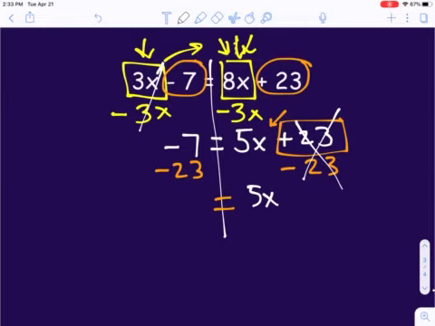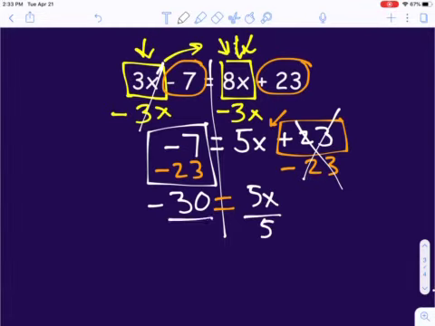And then you have negative 7 plus negative 23. Now remember, when you have two numbers and they have the same sign, you add them up and keep the sign. So you have negative 30 equals 5x. At this point, this is more of a common problem. I know that 5 is multiplying by x, so we're going to divide both sides by 5. And then that's going to give me x is equal to negative 6.